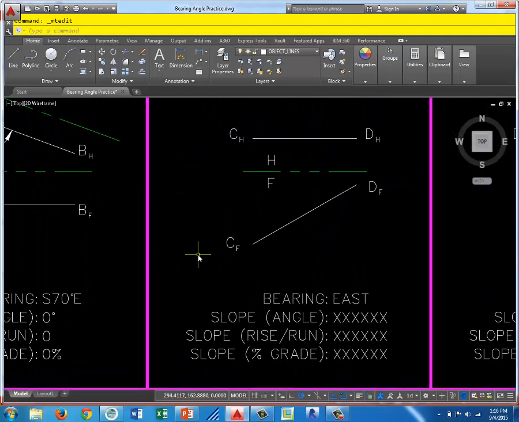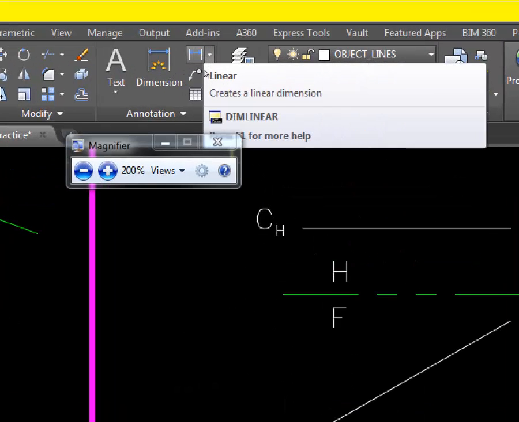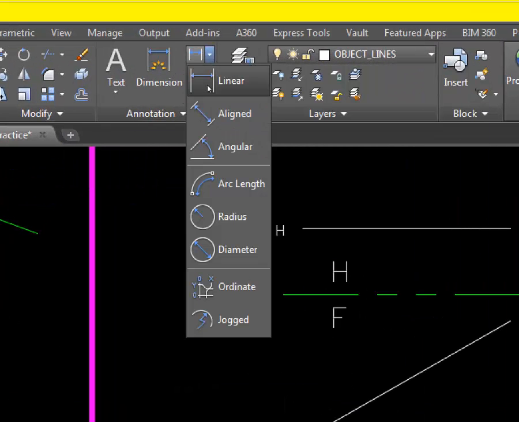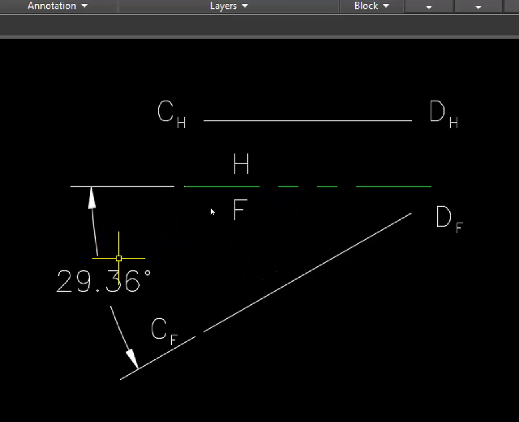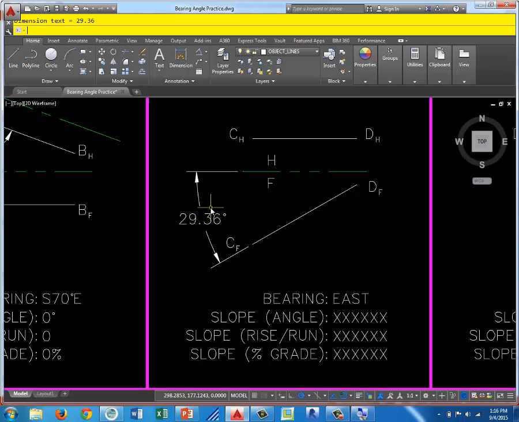So if we take a look at CD, first of all, can I measure the slope in this view? Yep, I got a true length elevation. So for the angle, we can just use the dimension drop down here and choose an angular dimension, and pick line CD and pick the hinge. And like I said the other day, if I give you 2 decimal places, then I expect 2 decimal places in your answer. So I've got 29.36 degrees.